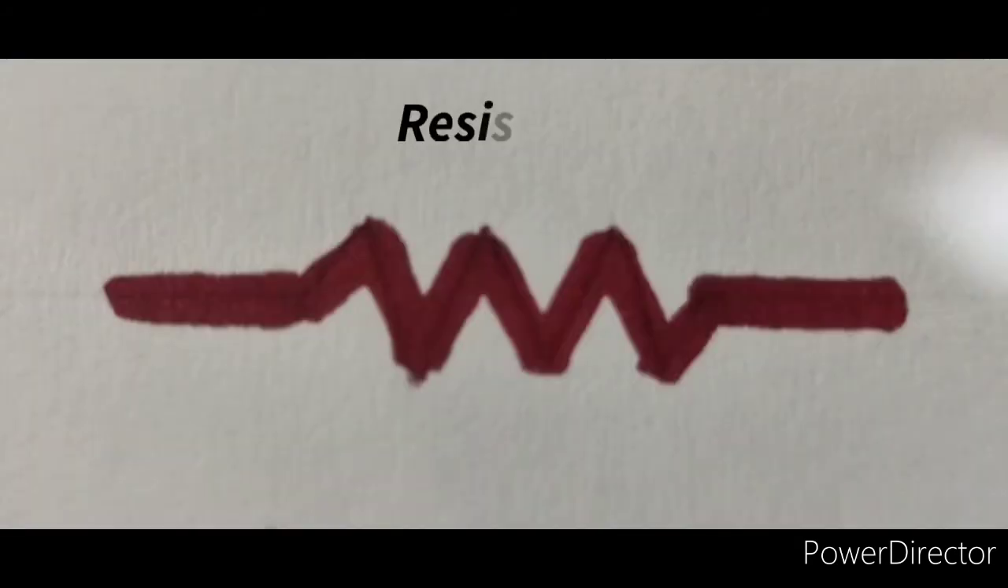This is the symbol of resistor. It is abbreviated as R. Its unit is ohms, OHM. It is used to resist the flow of current.